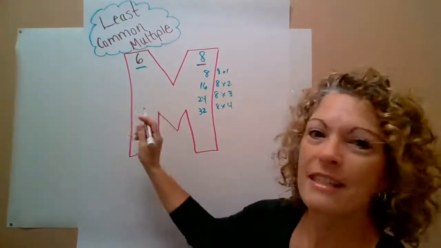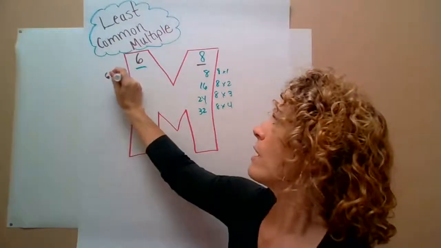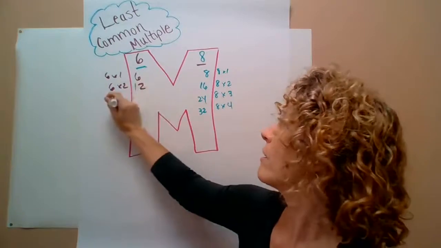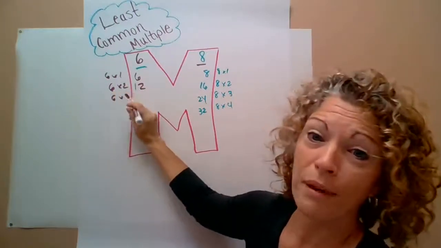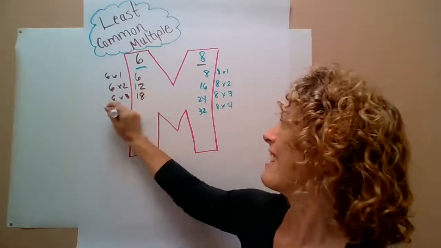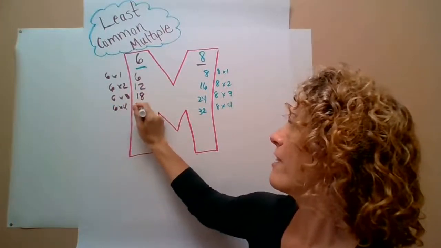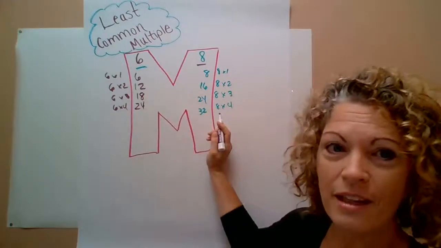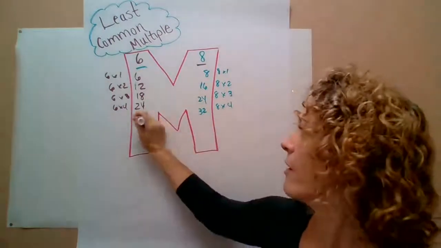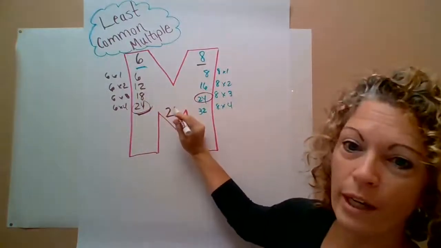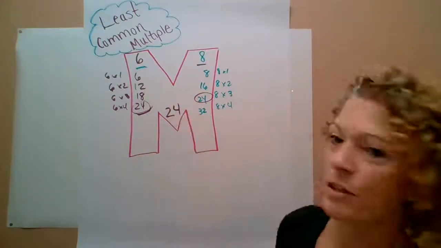Okay, and then sixes, they would do 6 times 1 is 6. 6 times 2, 12. 6 times 3, hopefully I'm not making a mistake because I'm live and it's early in the morning, 18. 6 times 4, 24. Oh, and I got to a 24. 24 is on both sides. So I have students stop right there, circle the 24, and then put their 24 right here as their LCM.